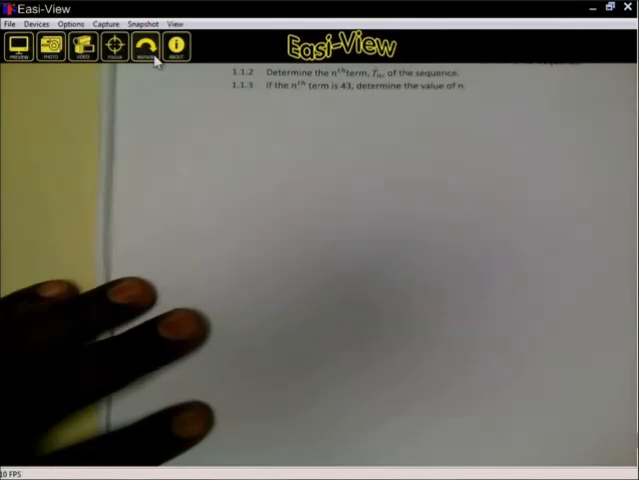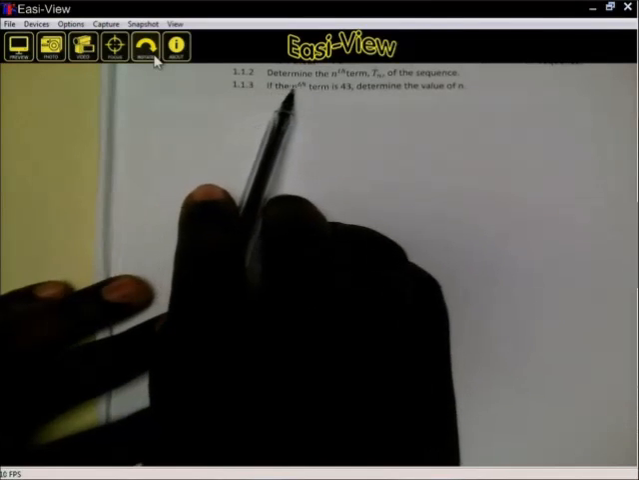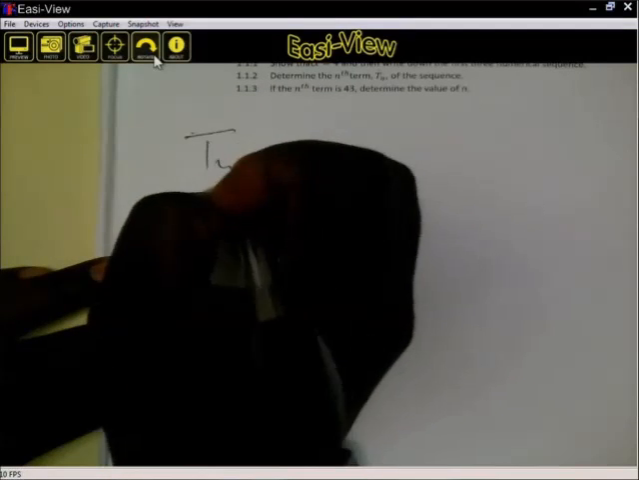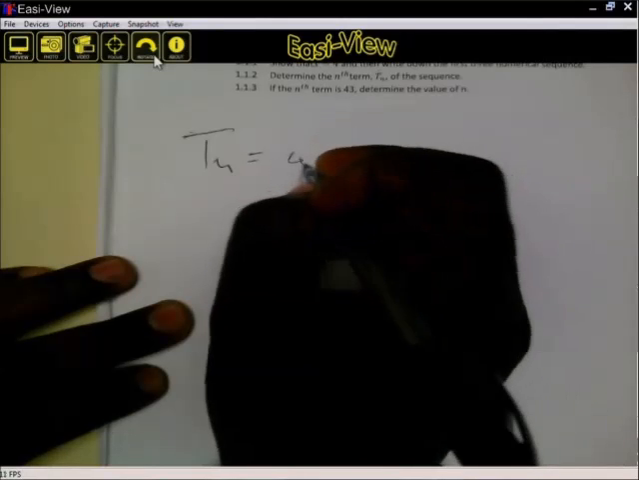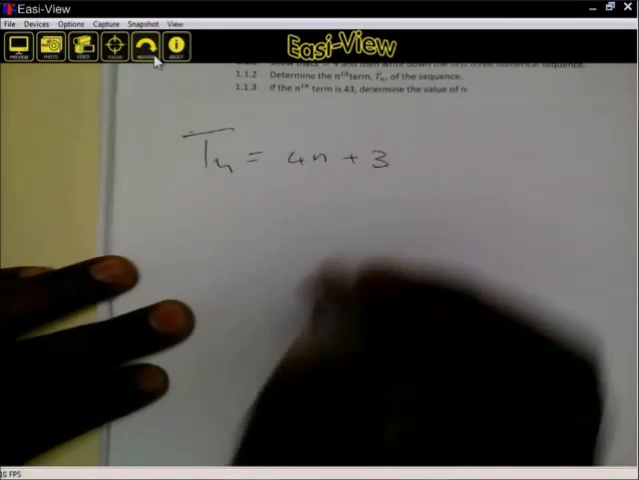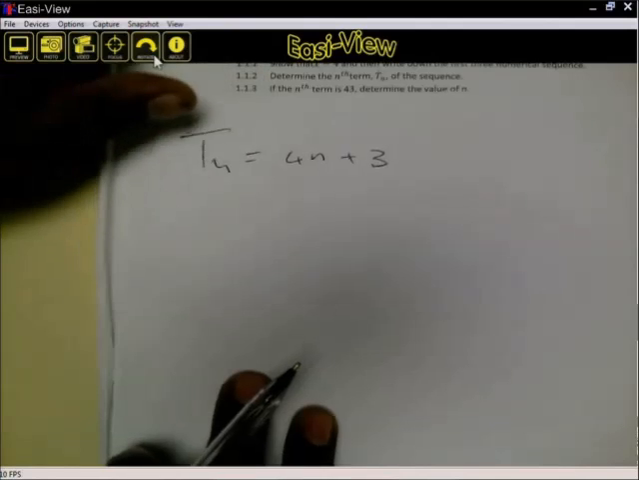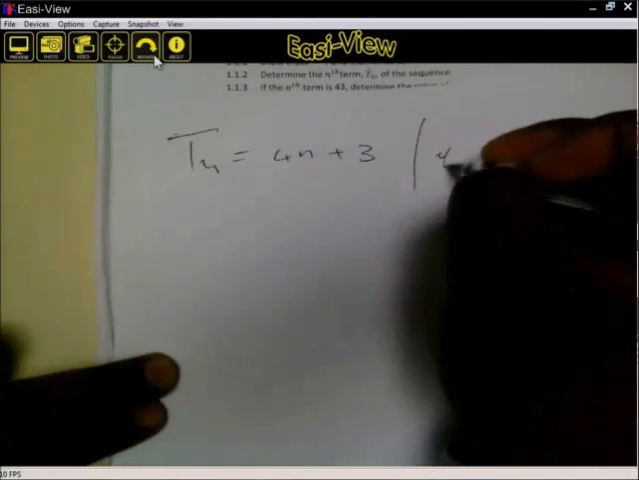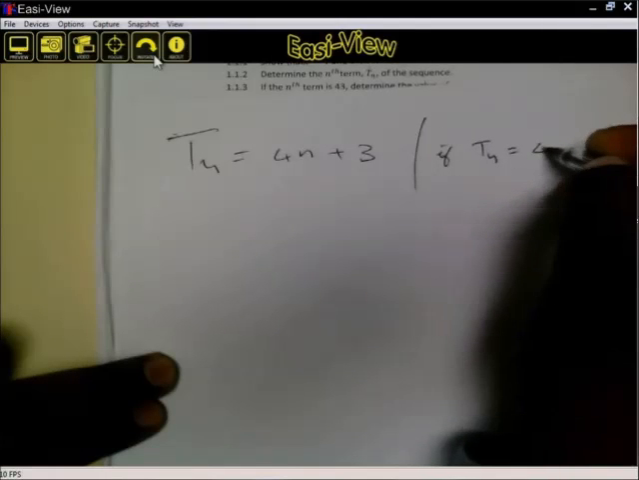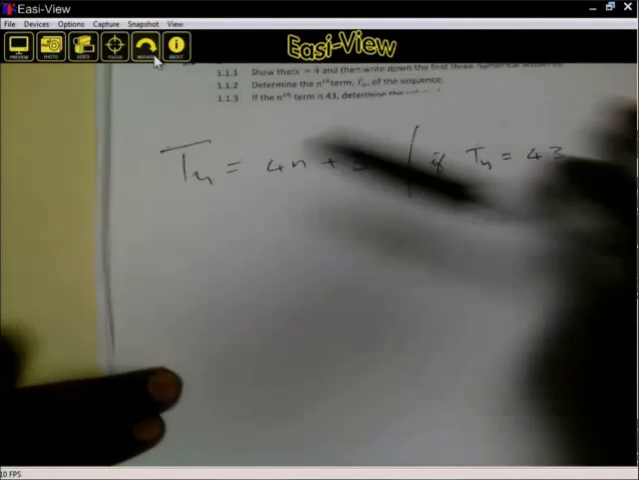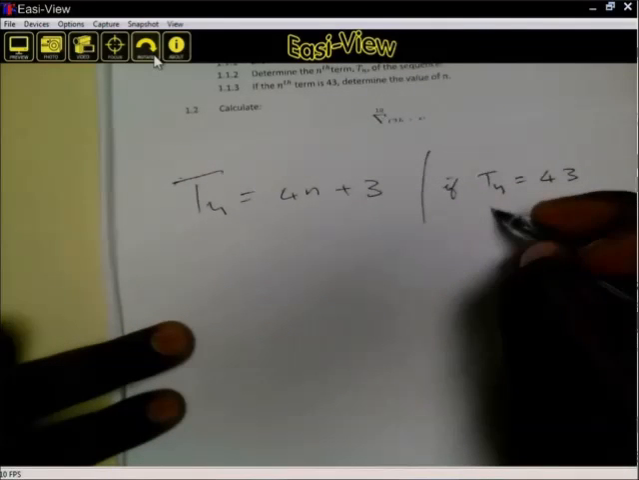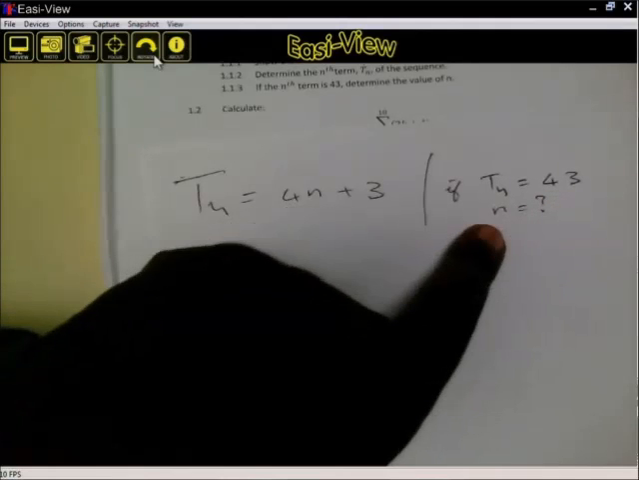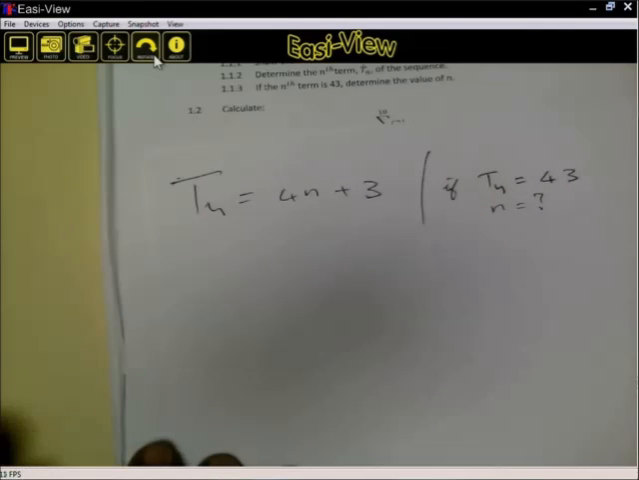The next question is very interesting. They say, if the nth term is 43, now remember, we found our Tn to be equal to 4n plus 3. Now they are saying, if the nth term is 43, in other words, if Tn is equal to 43, determine the value of n. So they want us to find n. If Tn equals 43, find or determine the value of n.